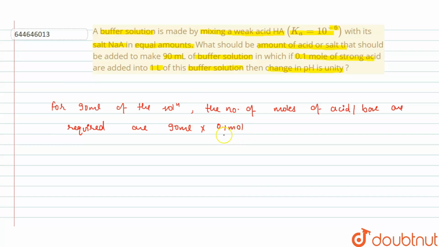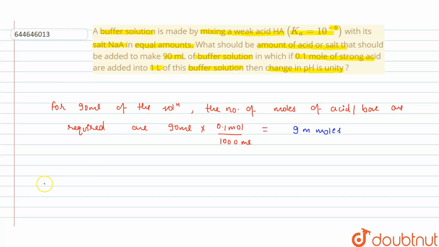0.1 mole divided by 1000, since 1 liter is equal to 1000 ml. So ml and ml get cancelled. This is the answer in moles. How many moles? This is 0.1 and this is 90, so the 0 and 0 will be cancelled. This is 10 to the power minus 3, so this value will be in millimoles, 9 millimoles.